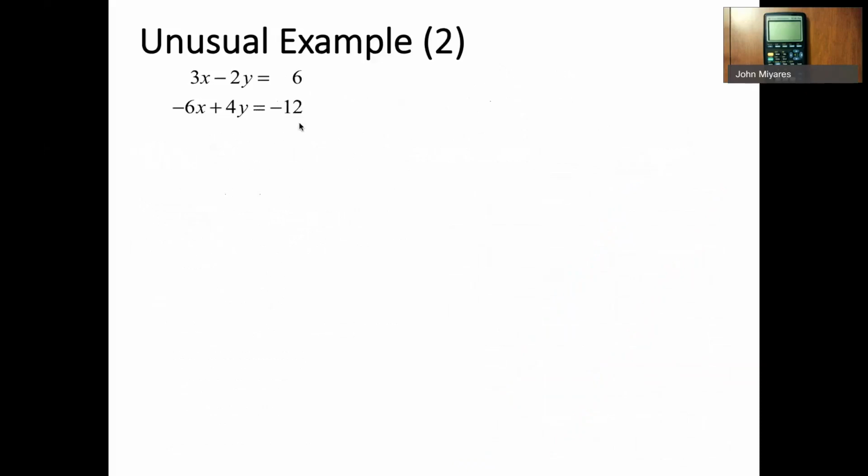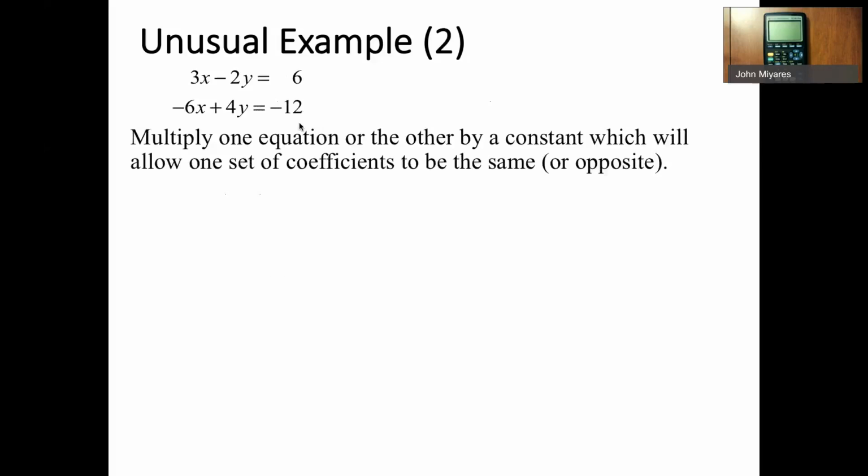Let's do a slight twist on this last problem. Now let's say that we have 3x minus 2y equals 6, and negative 6x plus 4y equals negative 12. I want to take the same approach as before, where we use the elimination method, and we're going to multiply the top equation by 2, which will get both the x and y values to line up the way that we want to.